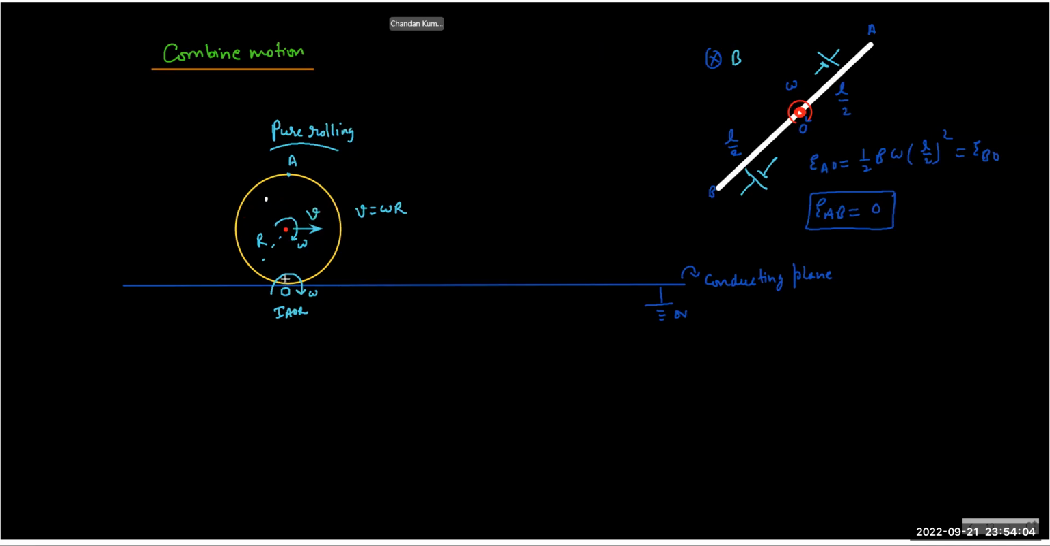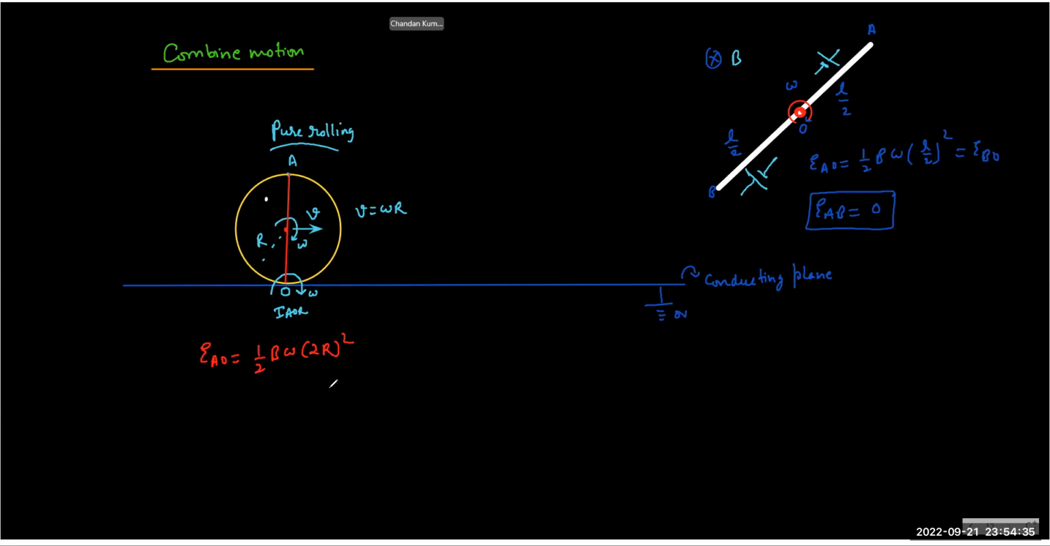So how far is A from the center of rotation? You can see it's 2r away. So EAO will be how much? Half B omega. And why are we writing this? Because about the IAOR, we only have rotation, so we need not bother about the translation. So this question is as good as the question that we have solved before.